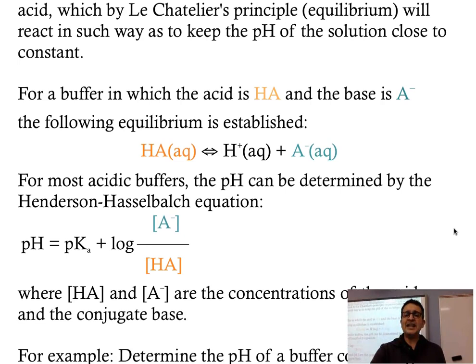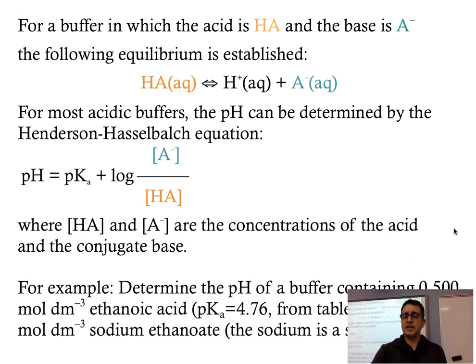The easiest way to calculate the pH of a buffer is using the Henderson-Hasselbalch equation. pH is going to be equal to the pKa, so that is the negative logarithm of the acid dissociation constant for the main acid, plus the logarithm of the concentration of the conjugate base over the concentration of the acid. It's a very straightforward idea.